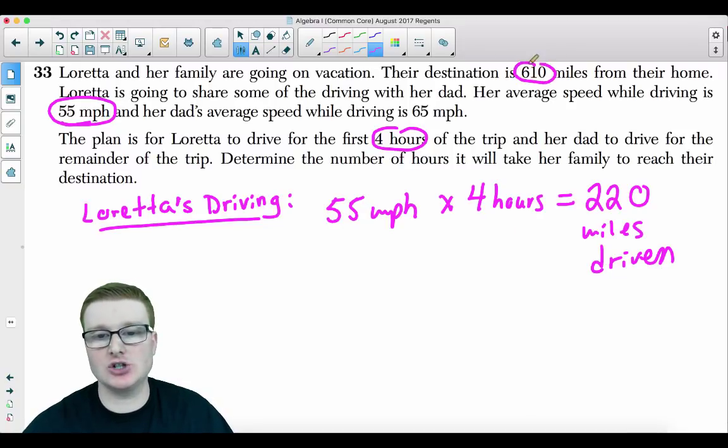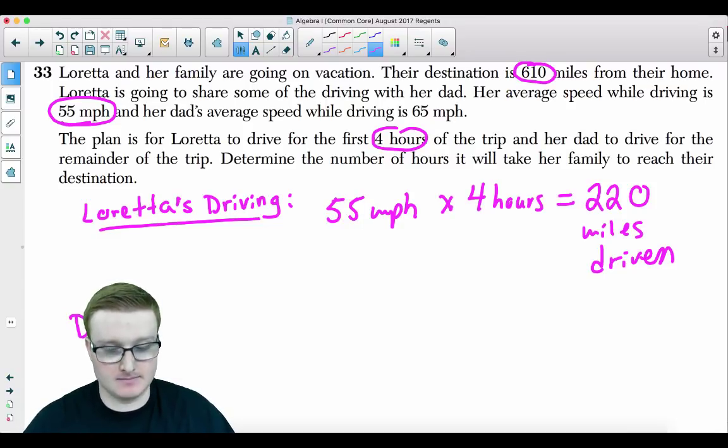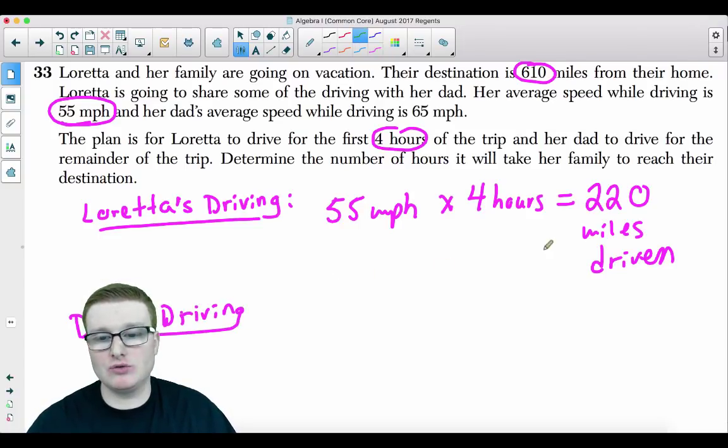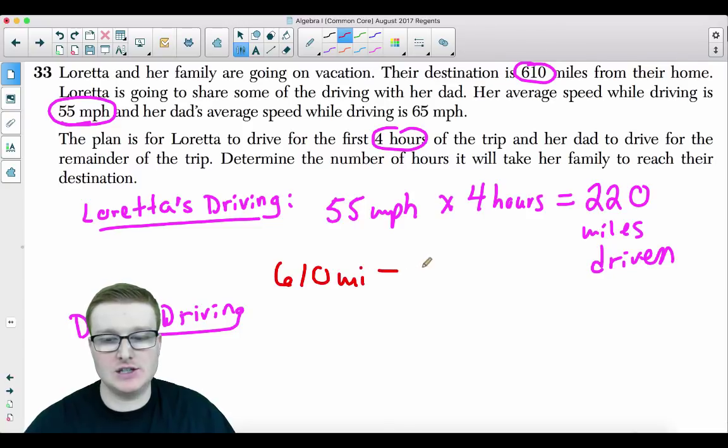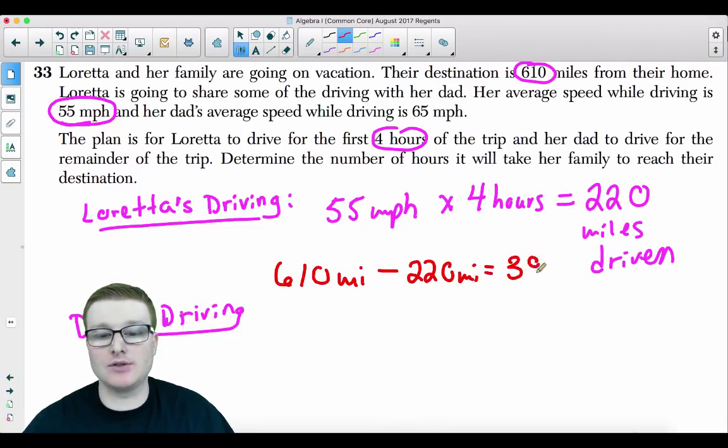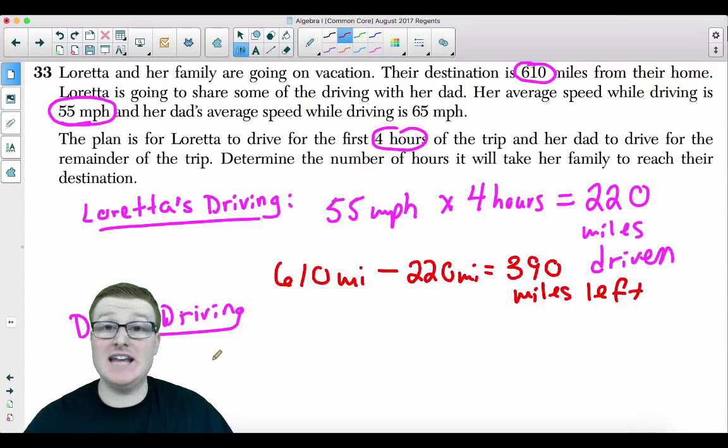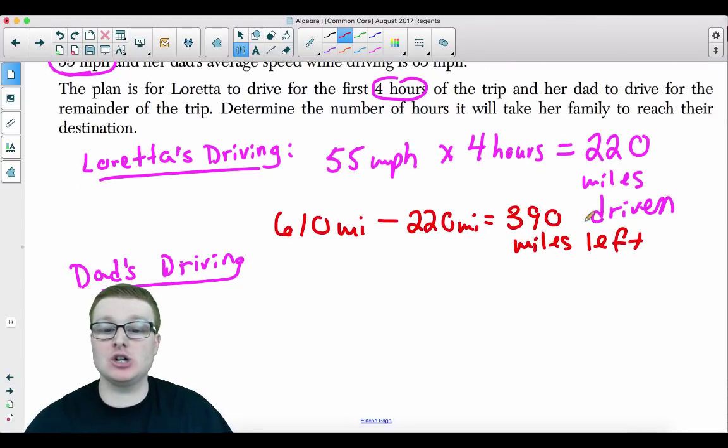There's a total of 610 miles in this trip. So let's talk about the dad's driving. The dad's driving is a little different, because Loretta already drove 220 miles. So if we take the 610 miles and subtract the 220 miles that was driven, there are a total of 390 miles left to drive. So dad is driving 390 miles.